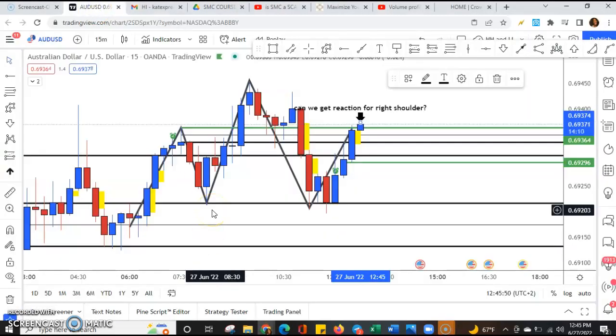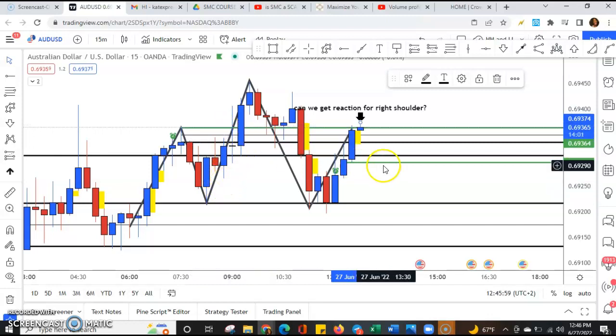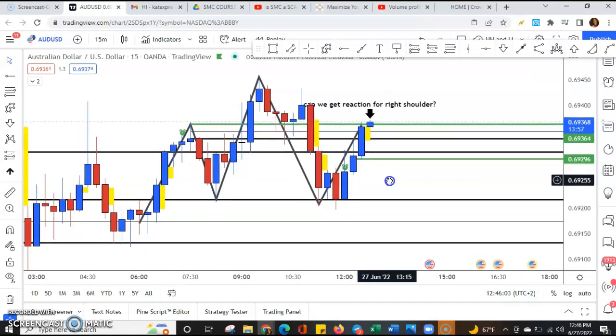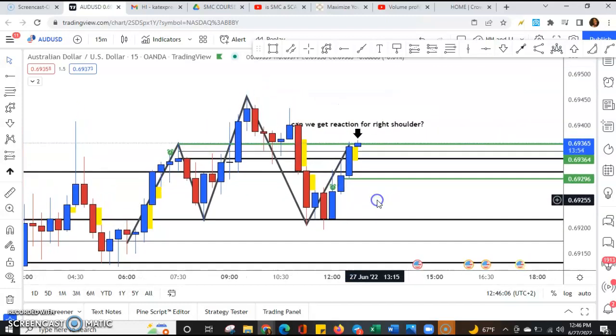Hello, everybody. Today I am on a lower time frame, 15-minute chart, and as you can see here, I have my alert set for hopefully a right shoulder. And one of the things I want to show you is how I entered the trades.